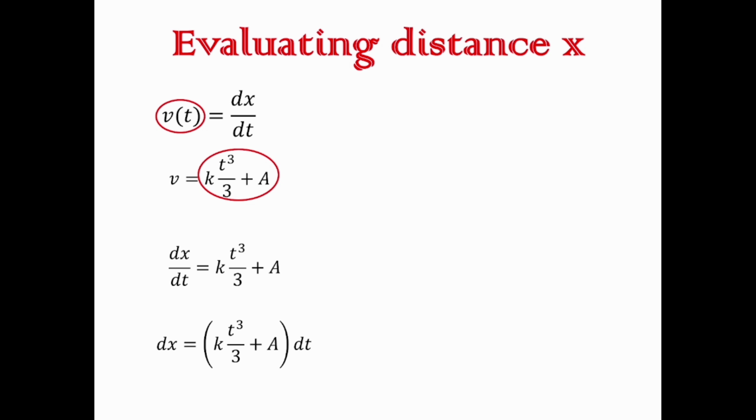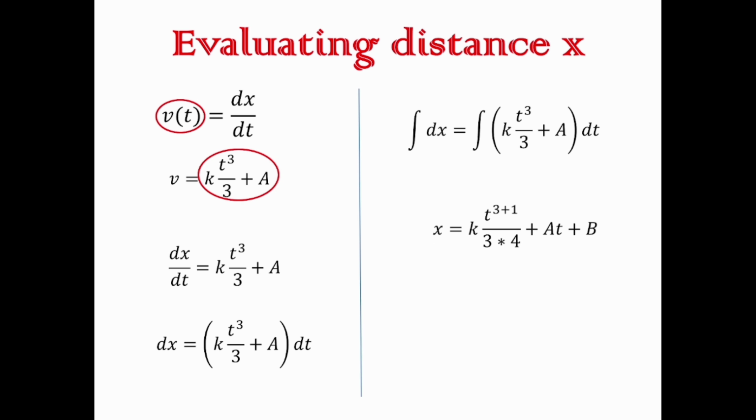Having gotten this equation, the next thing, we want to introduce our integration sign. So we're integrating both sides: the left-hand side with respect to x, that's ds, and the right-hand side with respect to dt. If we do our integration by following the normal procedure, we have a new equation for displacement.